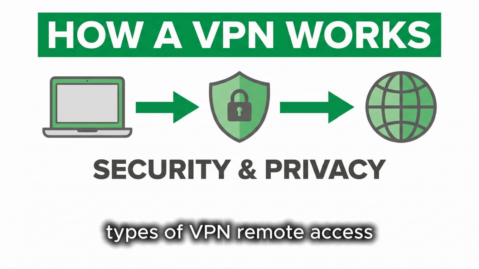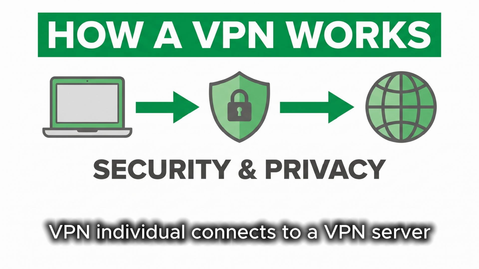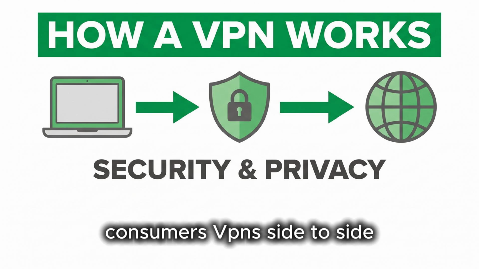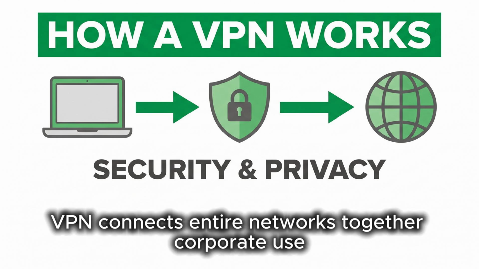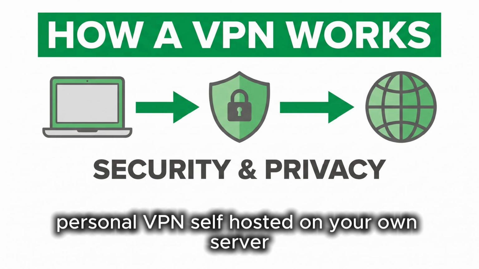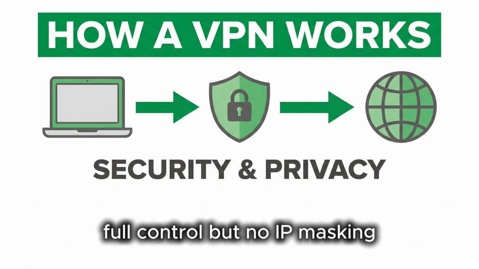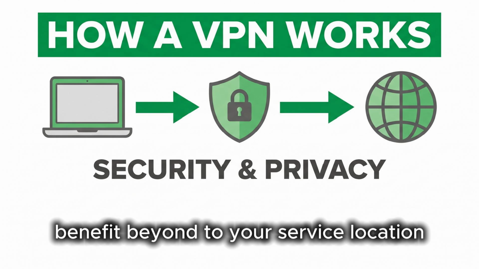Types of VPN. Remote access VPN. Individual connects to a VPN server, consumer VPNs. Site-to-site VPN connects entire networks together, corporate use. Personal VPN, self-hosted on your own server. Full control, but no IP masking benefit beyond your server's location.